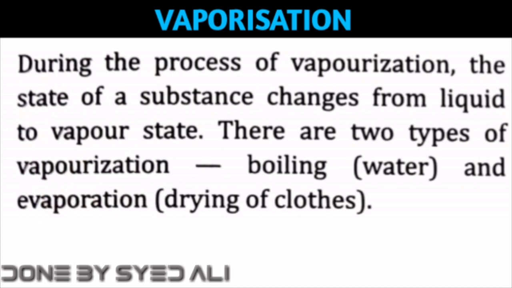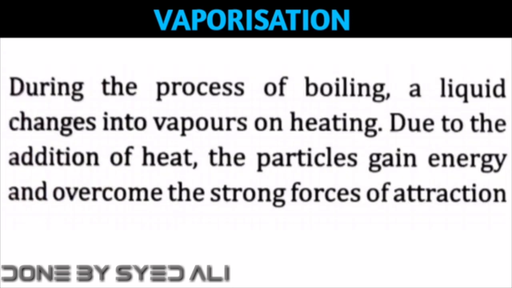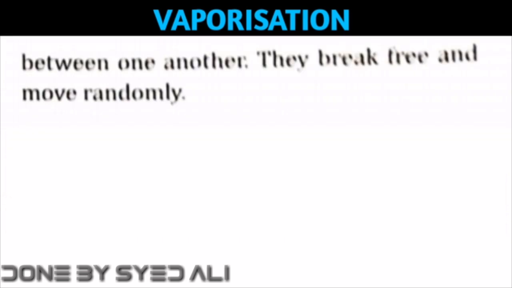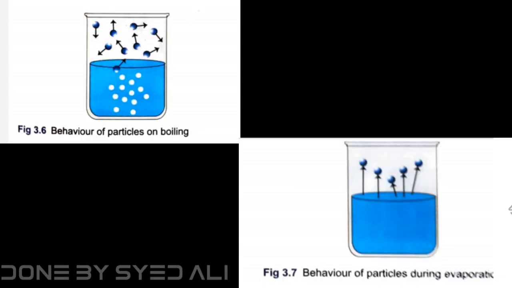There are two types of vaporization. One is boiling and another one is evaporation. During the process of boiling, a liquid changes into vapors on heating. Due to the addition of heat, the particles gain energy and overcome the strong forces of attraction between one another. They break free and move randomly. The following image will explain the content very shortly.